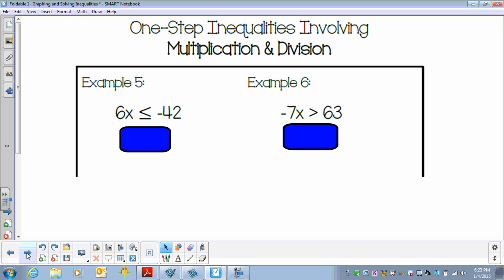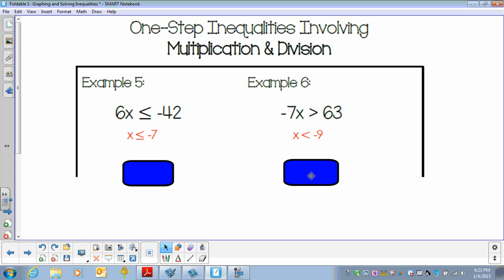6x is less than or equal to negative 42. Divide by 6, x is less than or equal to negative 7. Example 6. Negative 7x is greater than 63. We're going to divide each side by negative 7. And since we divided by a negative 7, we're going to also flip the sign. So x is less than negative 9.